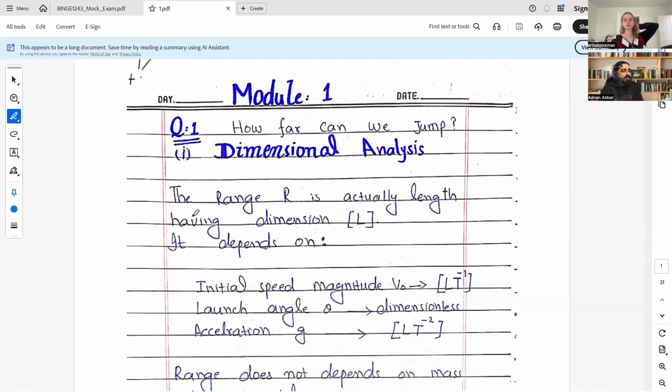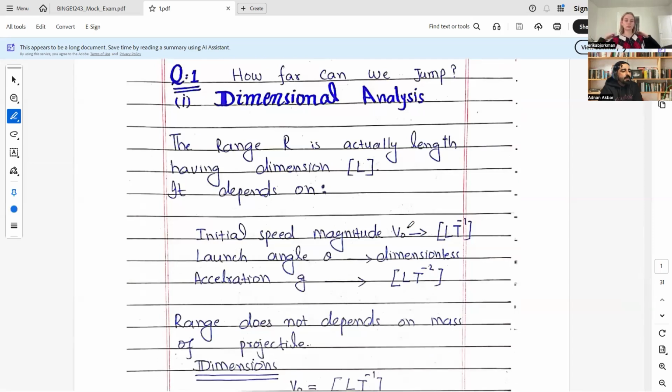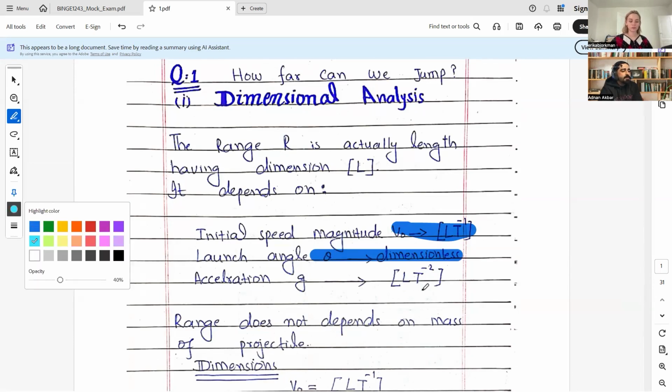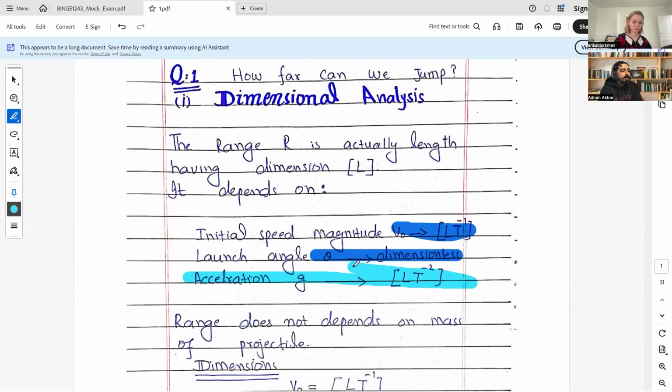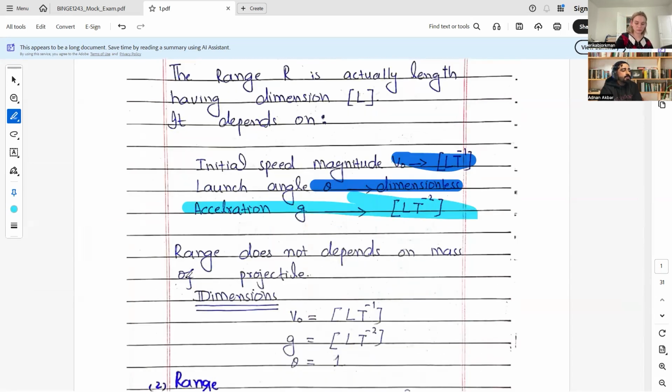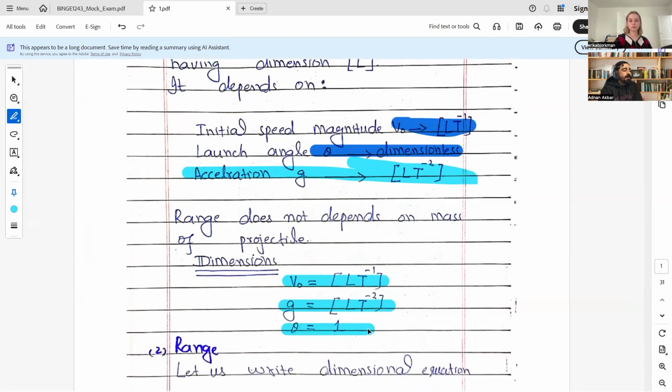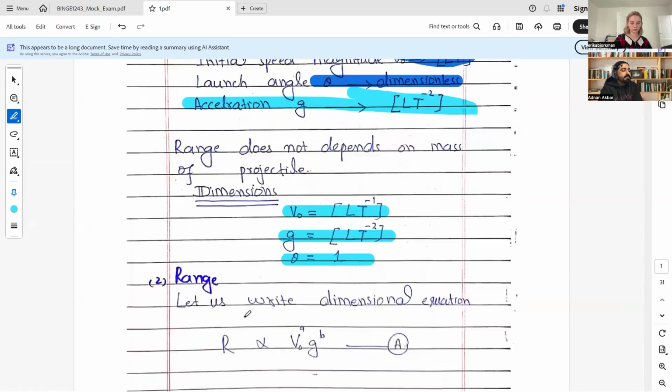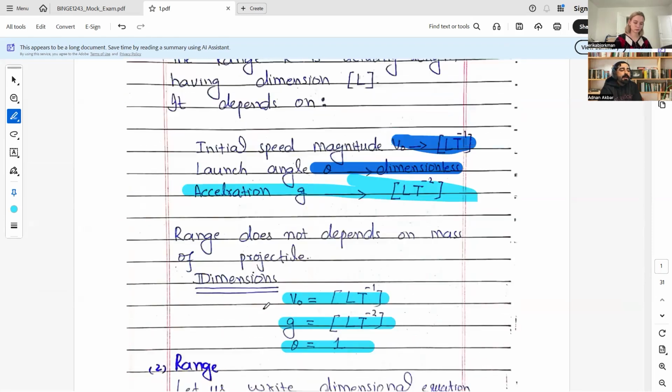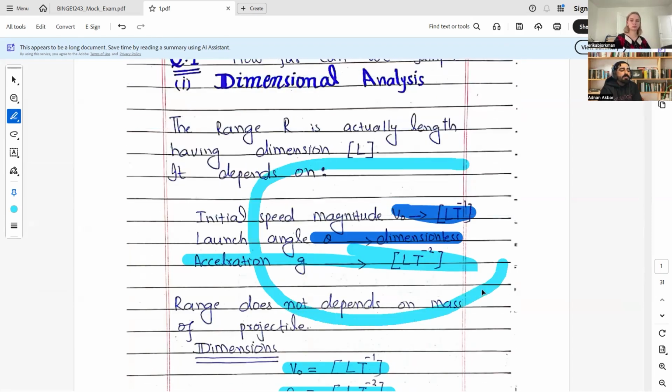Range is actually a length, having the dimension L. It depends on the velocity, on the angle theta, and also on the gravitational acceleration. They told us to write these in their dimensional shape, so we have written them that way. In the first part, they told us to measure the range by using dimensional analysis, so these are the factors that we have considered.